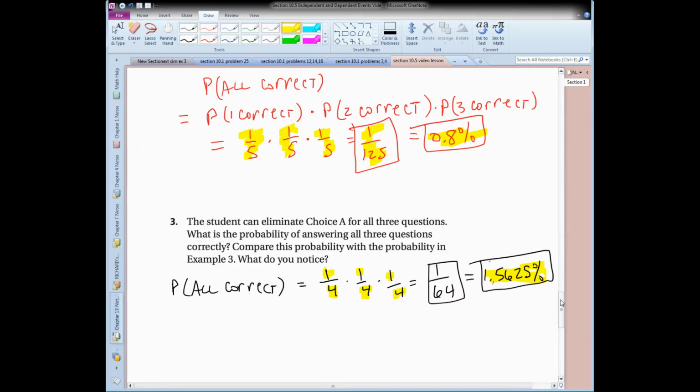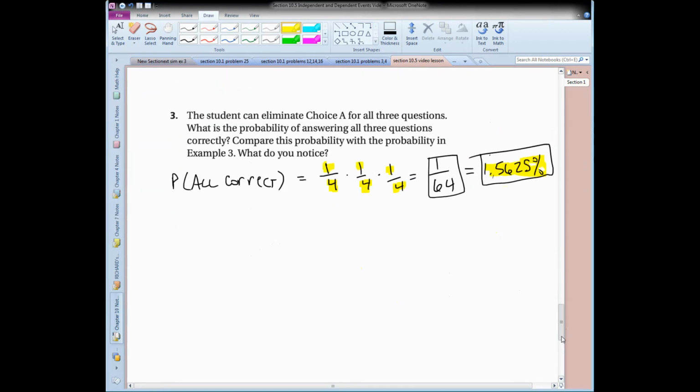Okay, so that's it for section 10.5, I think. I don't think I have any more. I think that's it. Yep, I'm done.